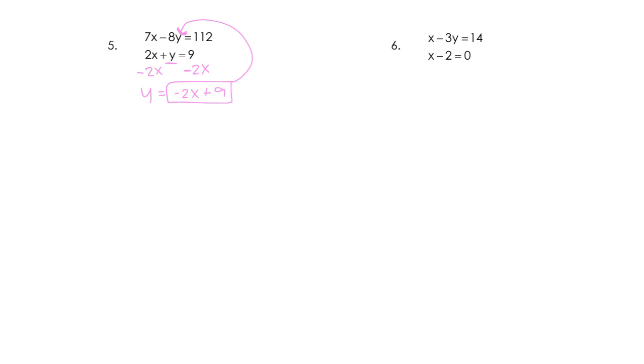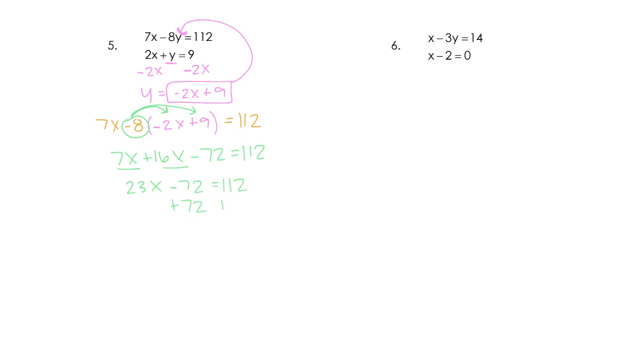So I'm going to take my box and plug it in for y. So when I do that, I have 7x minus 8, and then in parentheses, -2x plus 9, and then the rest of that equation is equal to 112. So then if I go ahead and start solving this, in this case, the parentheses were absolutely necessary. We need to distribute this -8 to the inside of the parentheses. So I have 7x plus 16x minus 72 is equal to 112. I'm going to go ahead and combine my like terms. So I have 23x minus 72 is equal to 112.